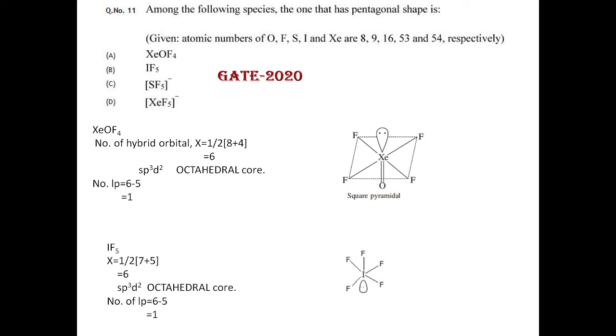Coming to the next example, that is IF5. Here also z is equal to 6, the core is octahedral, sp3d2 hybridization, and the number of lone pairs is 1, so the geometry is also the same, square pyramidal. The next example is SF5 minus, where z equals 6, an octahedral core having square pyramidal geometry.